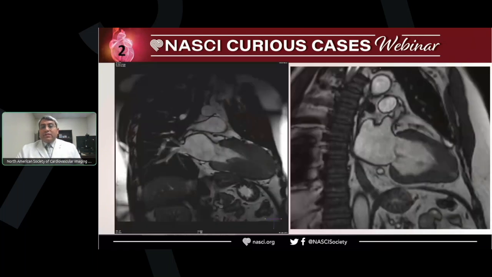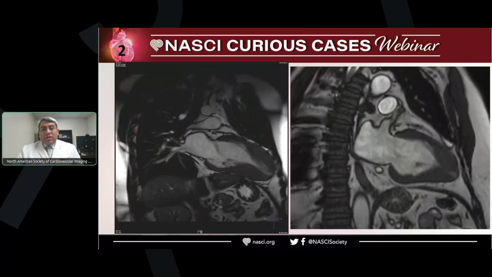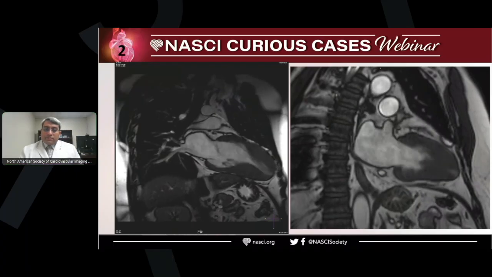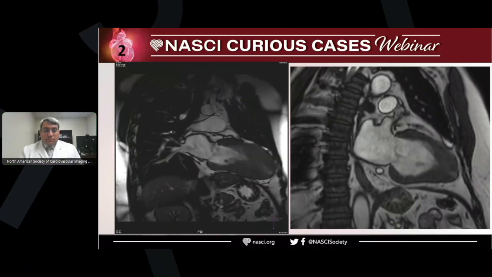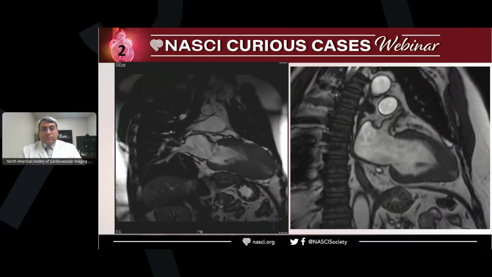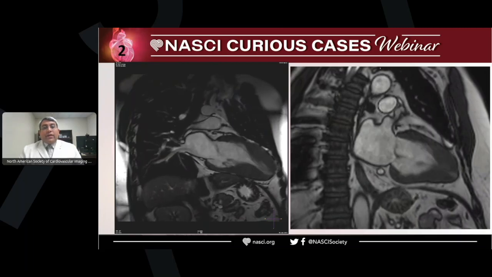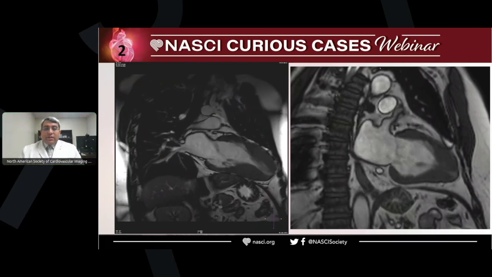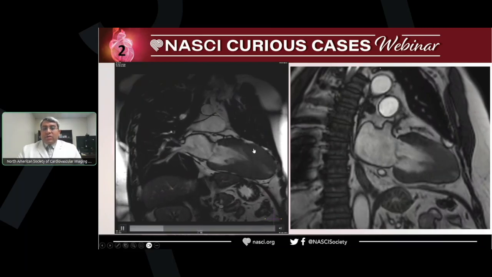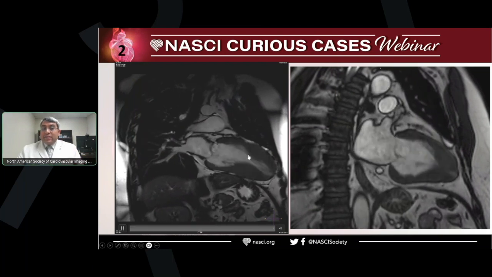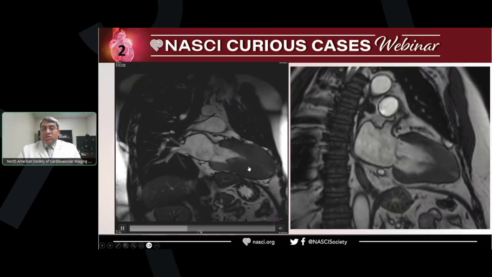This is our next case. Anyone wants to give it a shot and tell us what is going on here? Apical hypertrophy. Exactly. This is apical hypertrophic cardiomyopathy. Excellent. Thank you. As you can see here, not all the left ventricle is thickened, but only the apical portion of the left ventricle is thickened.